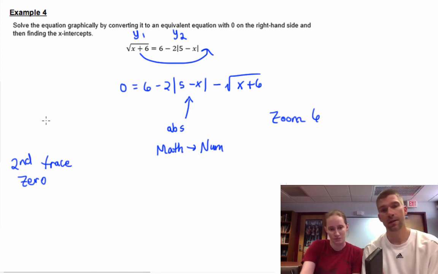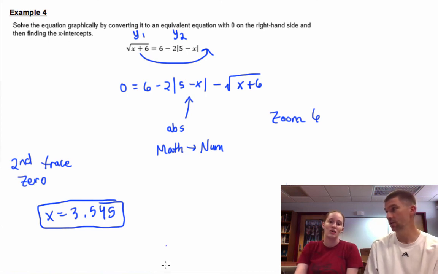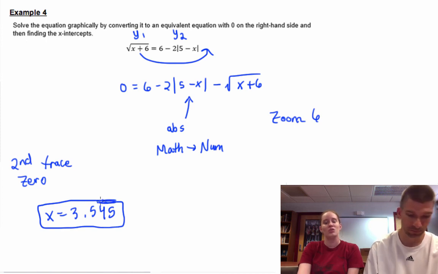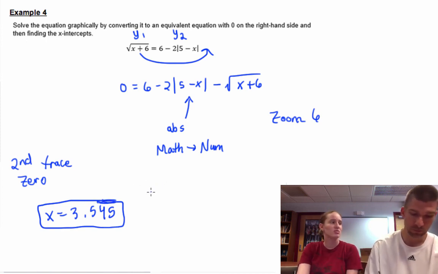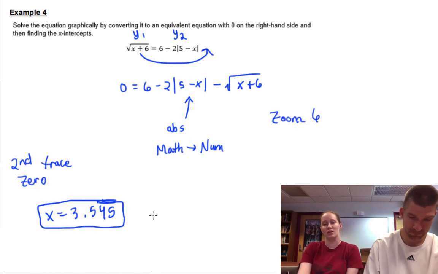But anyway, the 0 closest to the origin is 3.545. Notice I used 3 decimal places. Those AP graders really like to see 3 decimal places, so that's how we're going to practice. You are allowed to round or truncate. Truncate is a fancy word for cutting off. So I could have put 3.544, and that would also be correct.